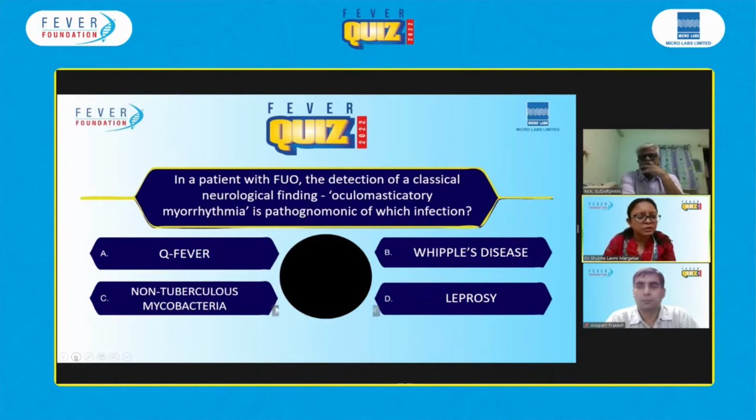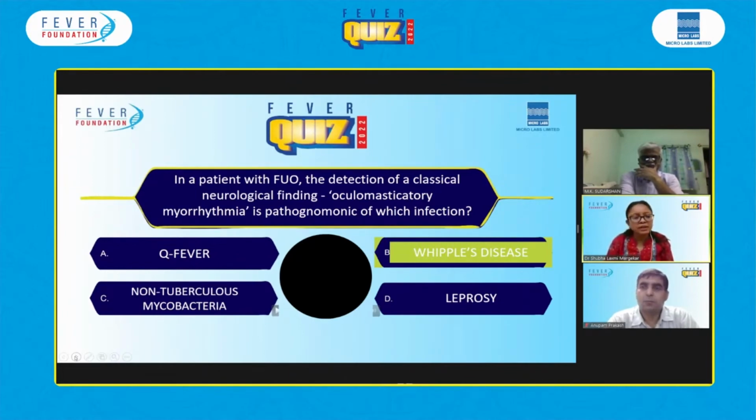Okay, so now the time is over. This oculomasticatory myorhythmia is pathognomonic of this disease. So let's see what the correct answer is. Computer Ji, Whipple's disease. Okay, so what is this Whipple's disease, or what is this oculomasticatory myorhythmia?